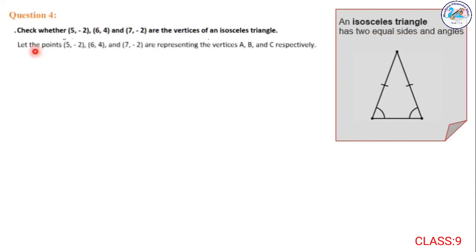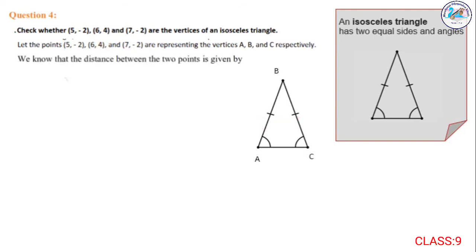So let us take the given points (5, -2), (6, 4) and (7, -2) as the vertices A, B and C respectively. So we have labeled these as A, B and C. Let us have a rough diagram. Then we write the distance formula, that is square root of (x2 minus x1) the whole square plus (y2 minus y1) the whole square.